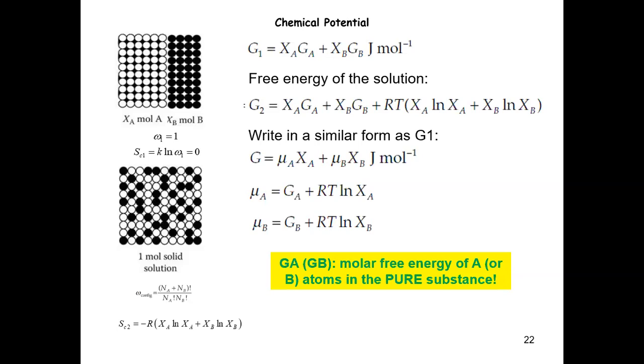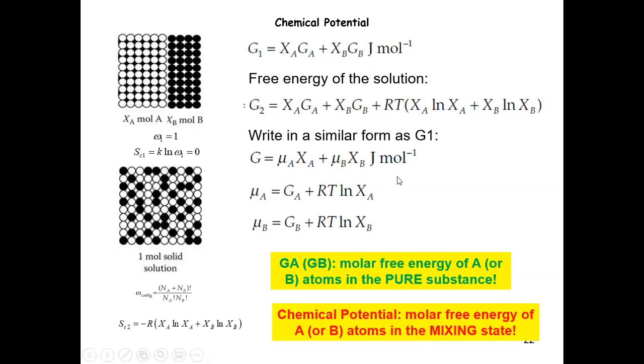If I give you a pure A, like in this part, the molar free energy is GA. And similarly, if I give you a pure chunk of B, the molar free energy is GB. So if you think about it this way, chemical potential can be considered as the molar free energy of either A or B atoms, but not in the pure state, but in the mixing state. So it's still a molar free energy.